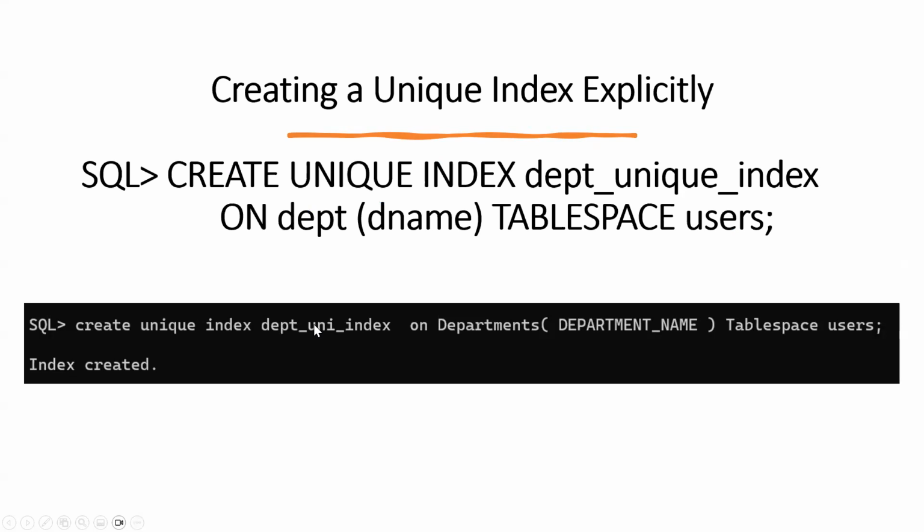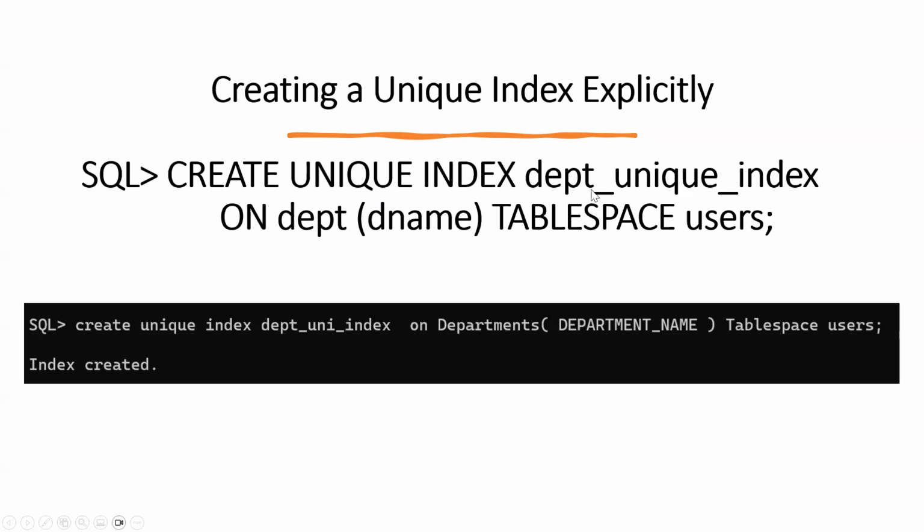Let us see how to create a unique index explicitly. For the unique index, we are using the department name to uniquely have it. For example, we say create unique index. So unique is a keyword here that we have to use, then the index keyword, and then we say department uni underscore index. This is the user-defined name on the departments table. On which column do we have to do that? On the department name. So we give that department name in the bracket, and we say table space users.